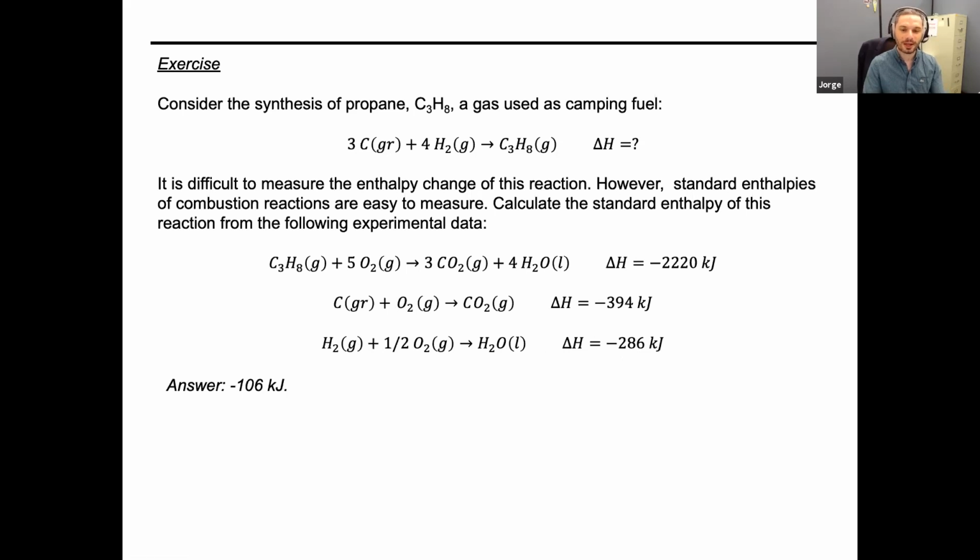Then after that, you just add up all the reactions. Anything that shows up on the left side and on the right side can be canceled, and you are going to get the net amount of the molecule at the end. Doing all those steps, we are going to get a delta H of minus 106 kilojoules, and that's the point where I will end for today.